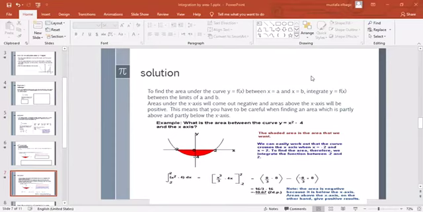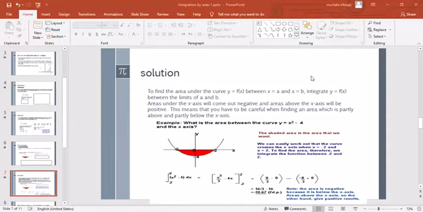Next. Solution. To find the area under the curve y equals f(x) between x equals a and x equals b, integrate y equals f(x) between the limits of a and b. Areas under the x-axis will come out negative, and areas above the x-axis will be positive. This means that you have to be careful when finding an area which is partly above and partly below the x-axis. So whenever finding an area like that, you must be really careful so you can know the answer.